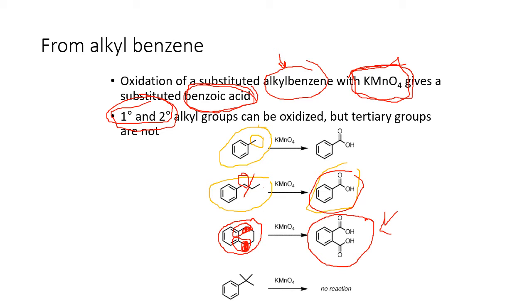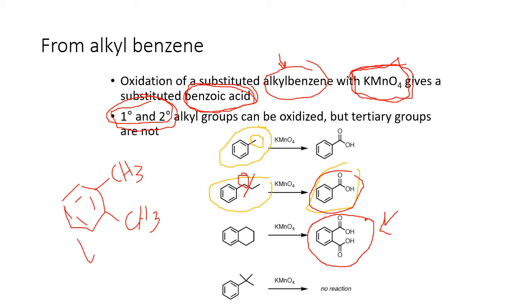Same thing if I give you this compound and ask you what will be produced from it if you react it with KMnO4. It will give me the same thing, two carboxylic acids. So these two alkyls over here will be oxidized to carboxylic acids. The last thing we want to say here in this preparation of benzoic acid derivatives is that if the carbon attached directly to the benzene is tertiary, then no reaction can happen.